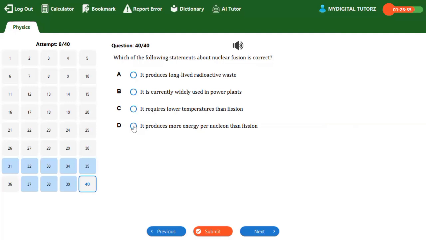And option D says it produces more energy per nucleon than fission. Yes, the energy produced by fusion is very much more than fission, but the condition needed to be met, which is the temperature required, or the material that can withstand that temperature, is still in a developing stage. But it is known that the energy we can get there will be far more than that of fission. So the correct option here is option D. It produces more energy per nucleon than fission. I hope this is understood.